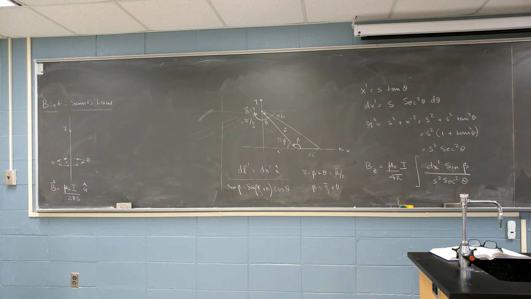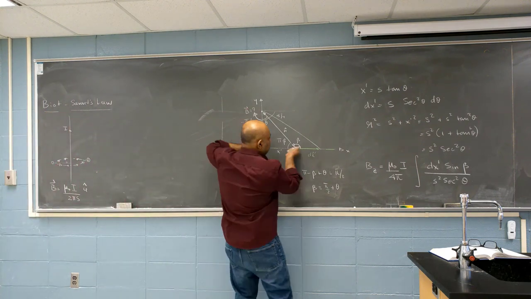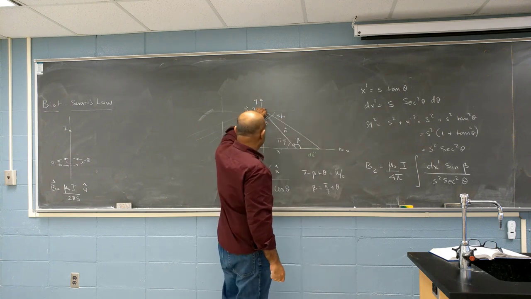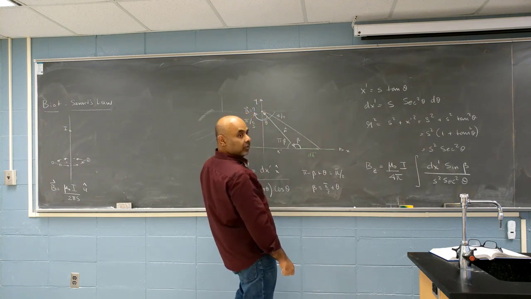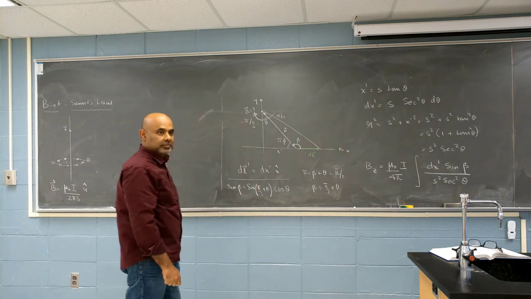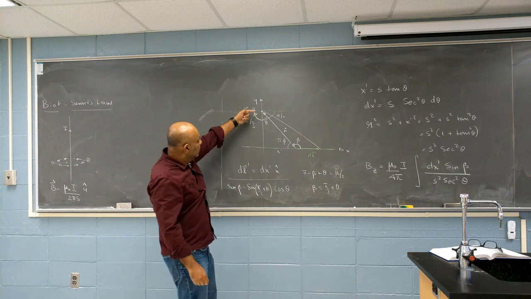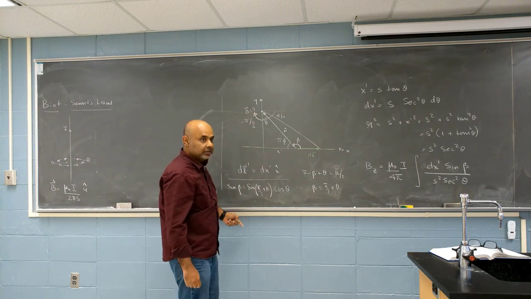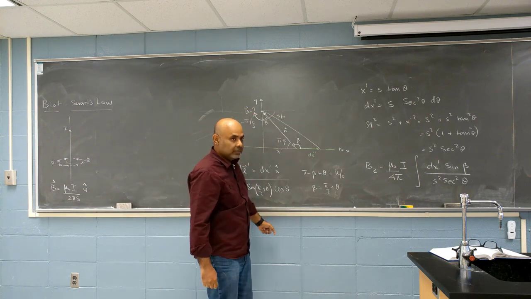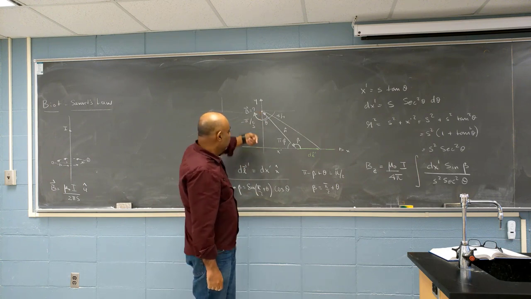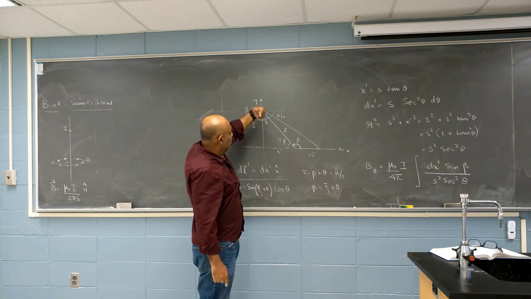See, what I've done is the wire was this way, I just brought it up like that. So this point becomes here, it's coming up. So in this problem, the magnetic field is like this. This is completely symmetric around the circle. So if it points this way, it's going to continue to point.